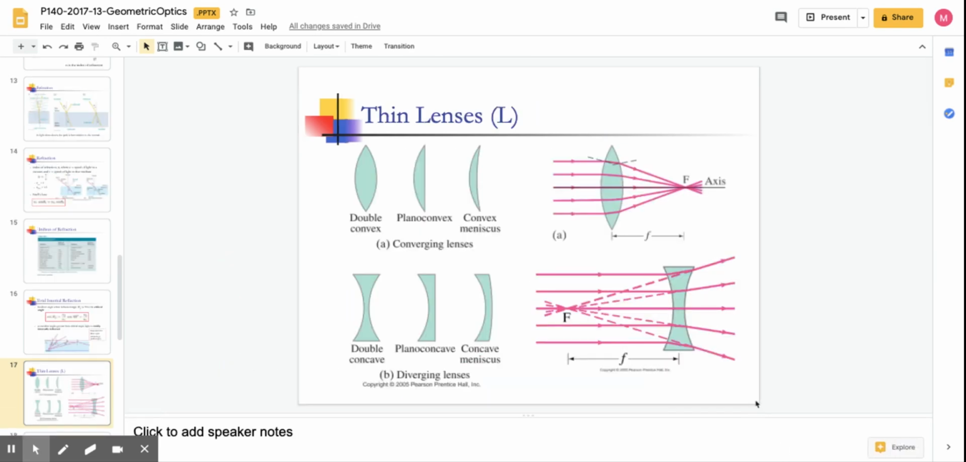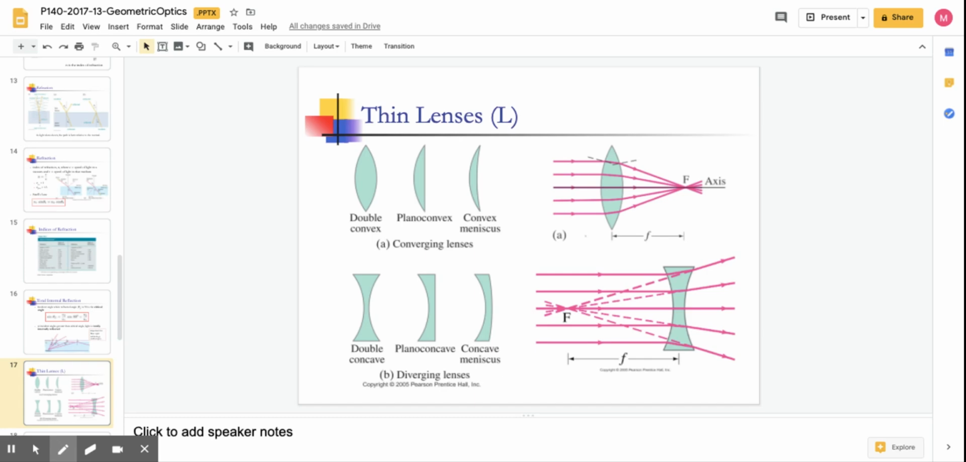Okay, thin lenses. So we use thin lenses a lot in optics to approximate where our image distance is going to be. We can have double convex. So double convex means we have a convex shape on both sides. Plano-convex means that we have a plane on one side and a convex lens on the other side. And convex meniscus is we have two convex surfaces like that, double concave, plano-concave, and concave meniscus.